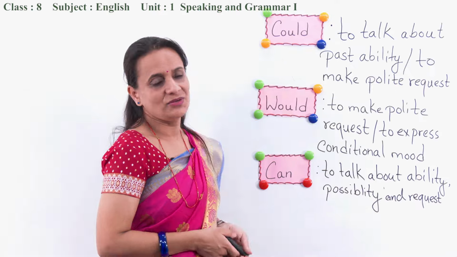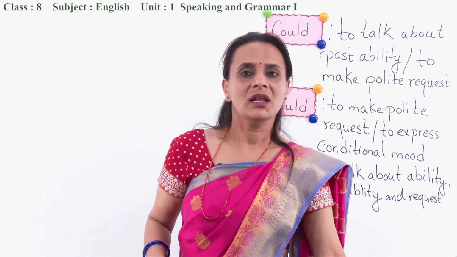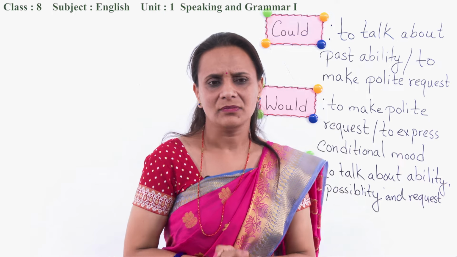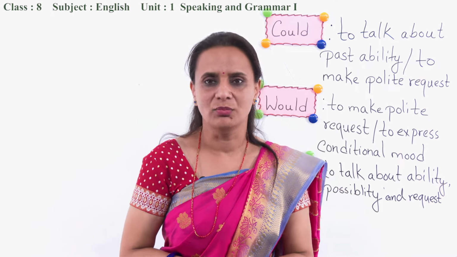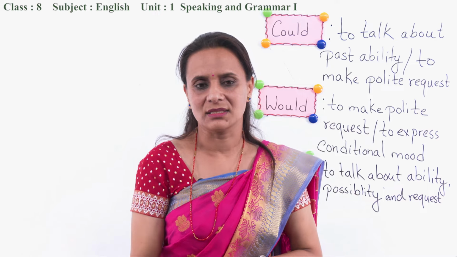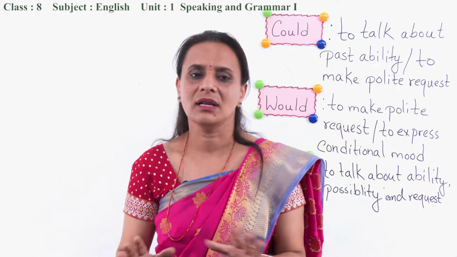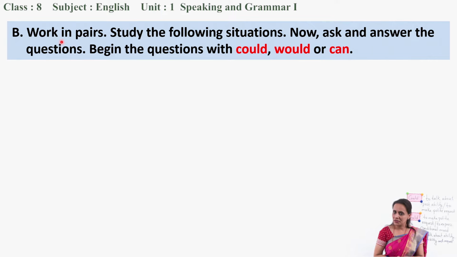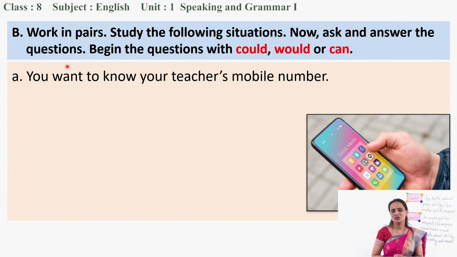Understood? Okay, my dear students, after this, let's go to our exercise. We have exercise there in our book. You can see it on number B. Let's see it. What is it there? Work in pairs with your friend. Study the following situations. Situations are given here. Now ask and answer the questions. Begin the questions with could, would or can.